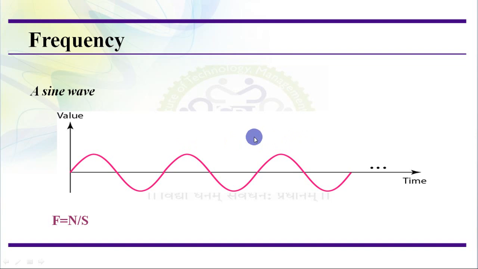Now one question arises: how is this wave related to the frequency? What is the difference between frequency and wave? Frequency means the total number of cycles made by a wave in a particular time. If I say that within 1 second this is completing 3 sine waves, it means the frequency of this sinusoidal wave is 3 hertz. Generally we measure the frequency in hertz.